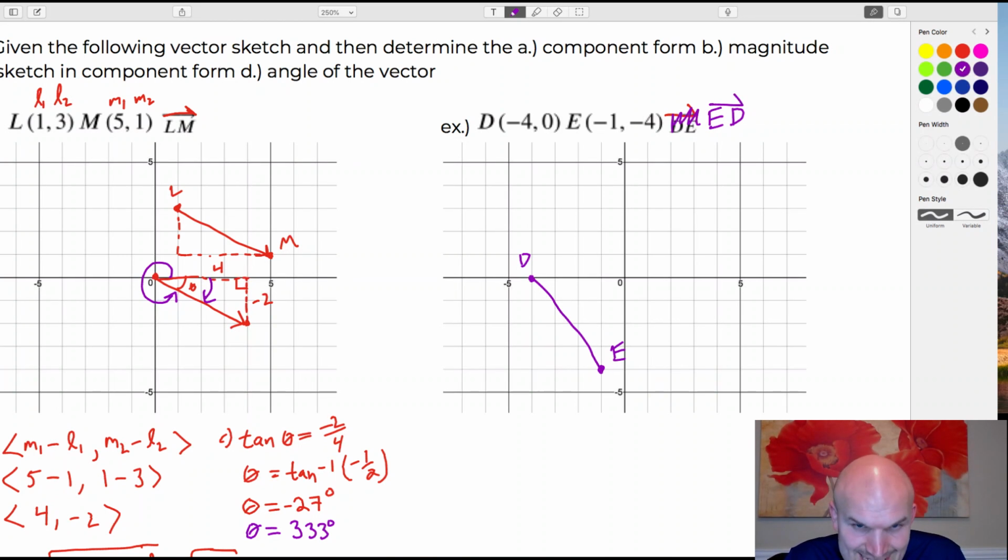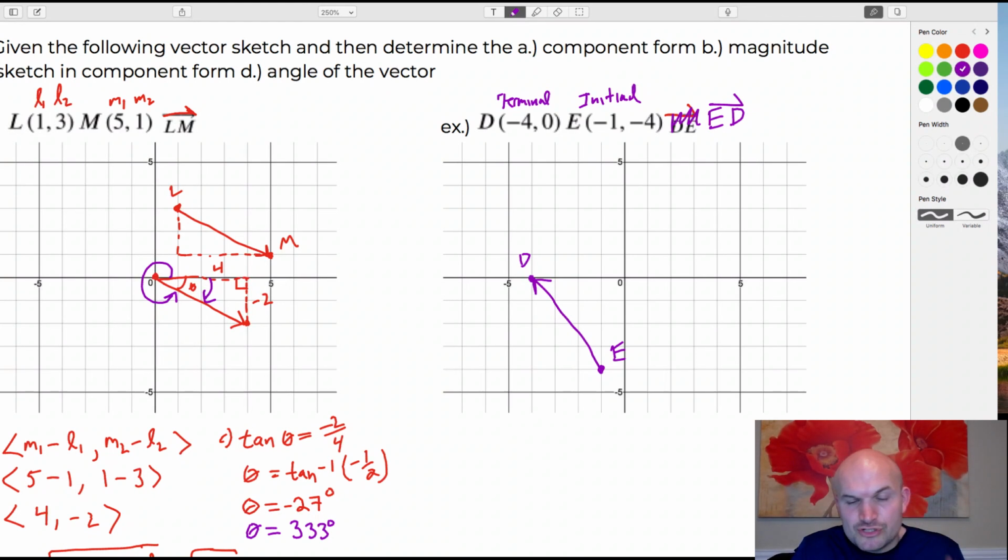In doing E to D, we know that the direction now is going this way. So there's your initial point, there's your terminal point. E is our initial point, and here's our terminal point. Again, you don't have to label this D1, D2, E1, E2. You just know this is your initial, and here's your terminal.